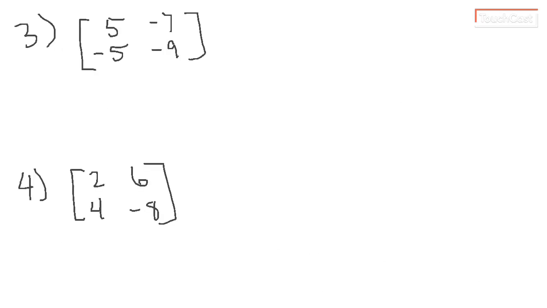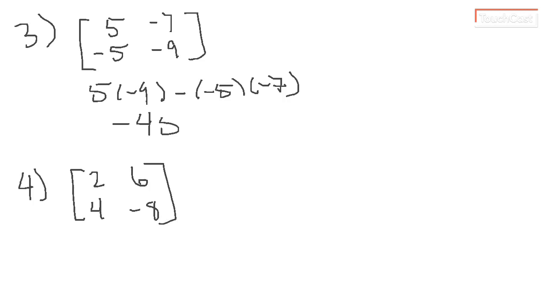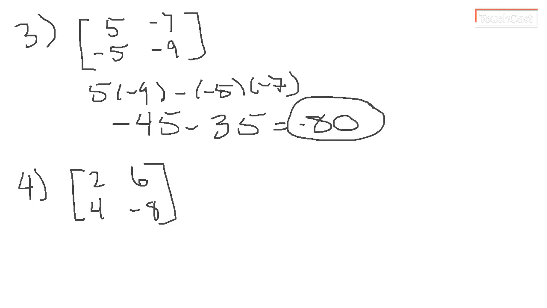Let's look at two more. So in example 3 here, we're going to go 5 times negative 9 minus negative 5 times negative 7. Well, 5 times negative 9, that's going to give us negative 45. Minus negative 5 times negative 7 is 35. Negative 45 minus 35 gives us negative 80. So the determinant of example 3, that matrix, is negative 80.